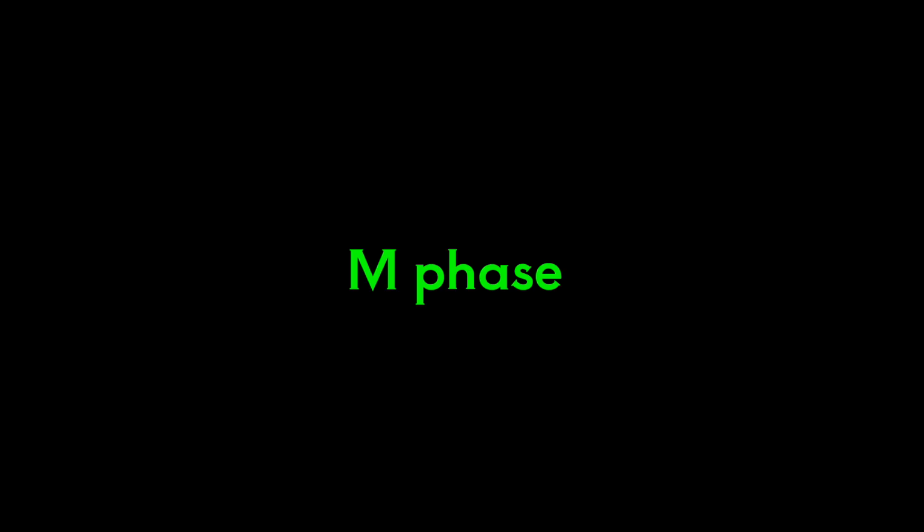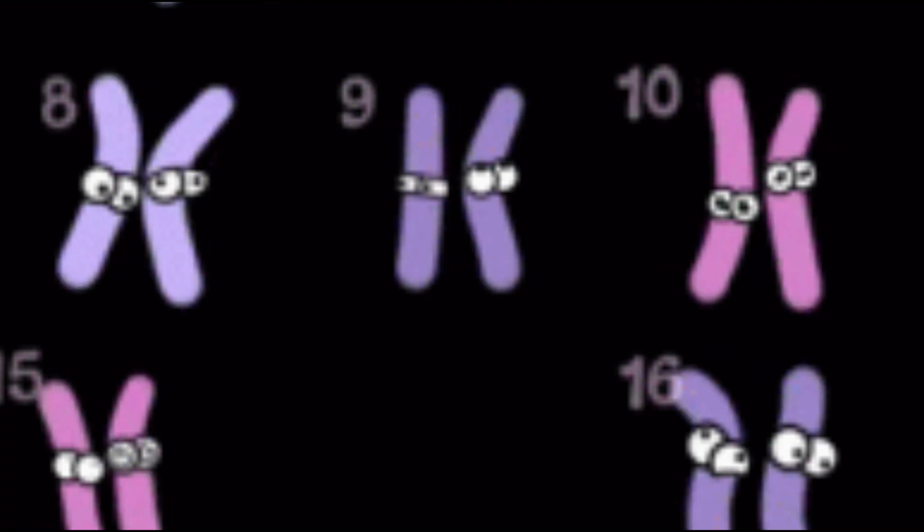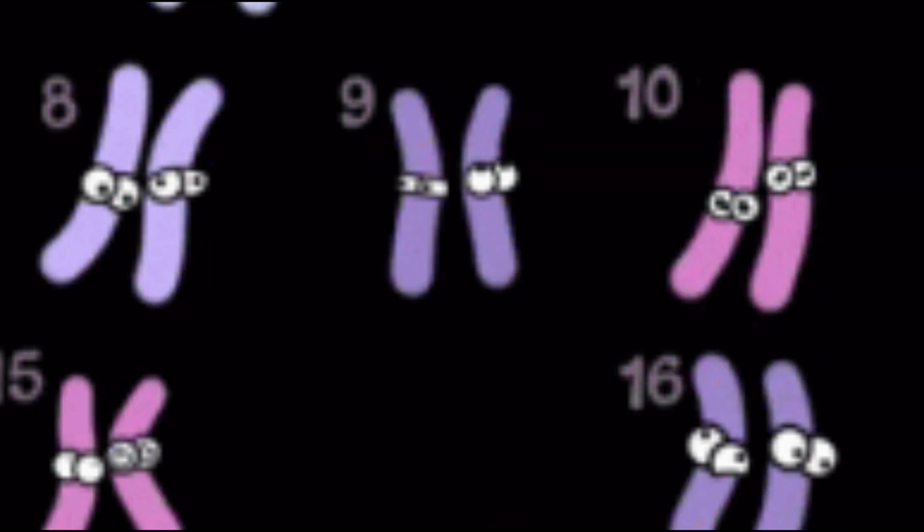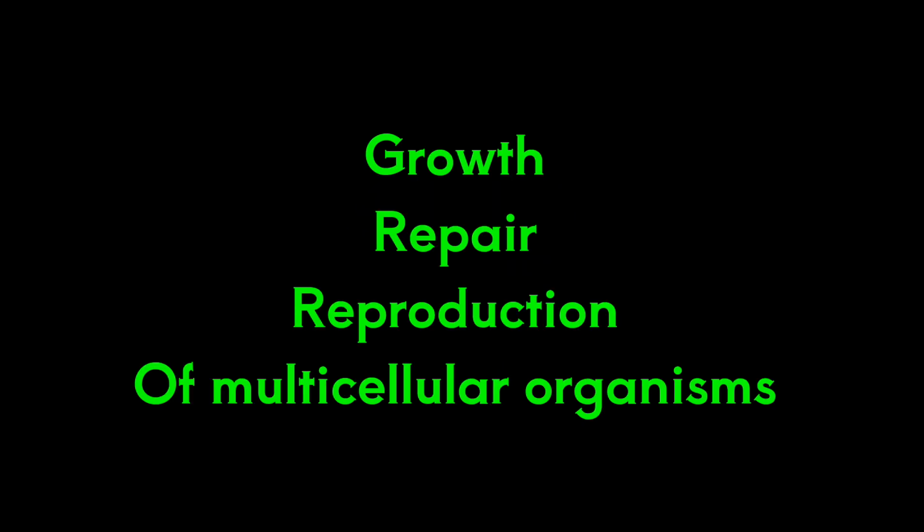M phase, the mitosis phase. This phase is when the cell actually divides, resulting in two daughter cells with identical genetic material. Mitosis is a process of dividing the nucleus and its contents, ensuring each daughter cell receives a complete set of chromosomes. Cytokinesis, the division of the cytoplasm, separates the two newly formed nuclei into distinct daughter cells. So in essence, the cell cycle ensures accurate DNA replication and segregation into two genetically identical daughter cells, which is essential for growth, repair, and reproduction in multicellular organisms.